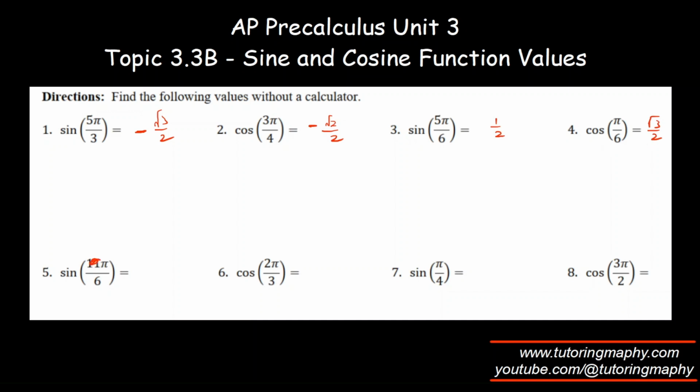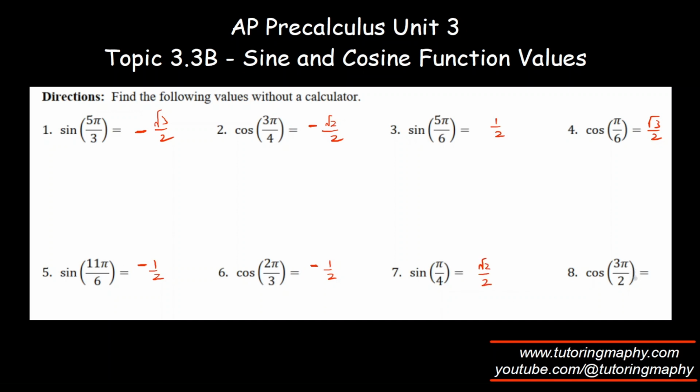Here, sine pi over 6 is 1 over 2. 11 pi over 6 is in quadrant 4. In quadrant 4, it is negative. So let's put a negative here. Cos pi over 3 is 1 over 2. 2 pi over 3 is in quadrant 2. In quadrant 2 cos is negative. Sine pi over 4 is a standard value, root 2 over 2.